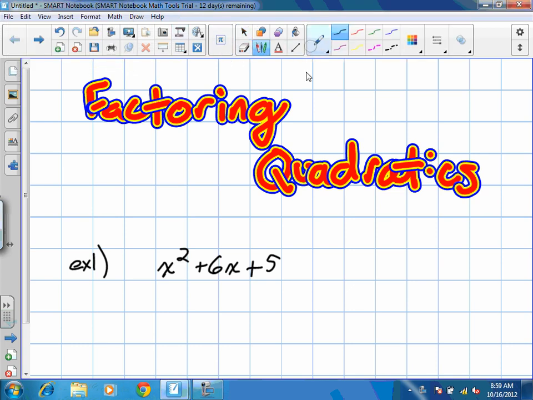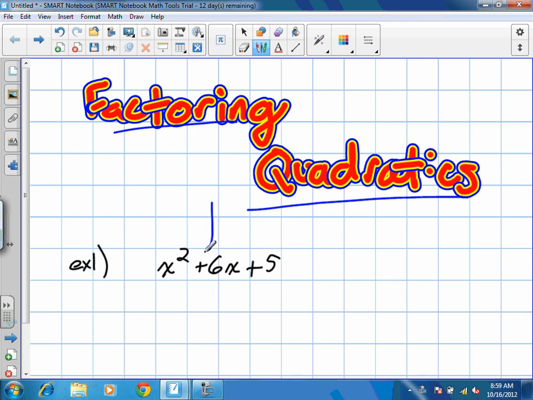Okay, so we're going to be factoring quadratics, what we have here. Here's our quadratic. There's a couple things I want you guys to note. First of all, this is a trinomial. There are three major terms in it. And it is a quadratic because the variable with the highest power is to the power of 2.